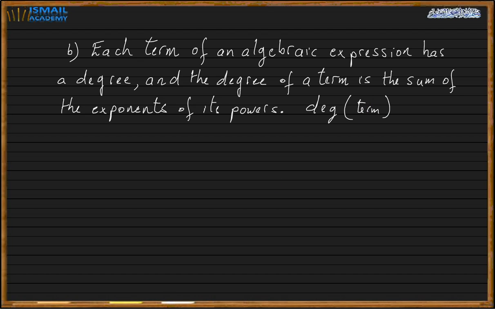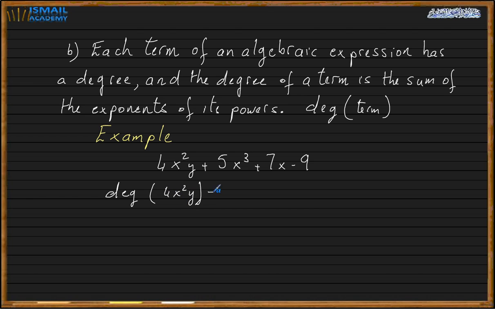For example, we have the expression 4x squared y plus 5x cubed plus 7x minus 9. The degree of 4x squared y is the sum of the exponents. If I have no number there, that means it's 1. So it's going to be 2 plus 1, because the degree of 4 is always 0, which is 3.